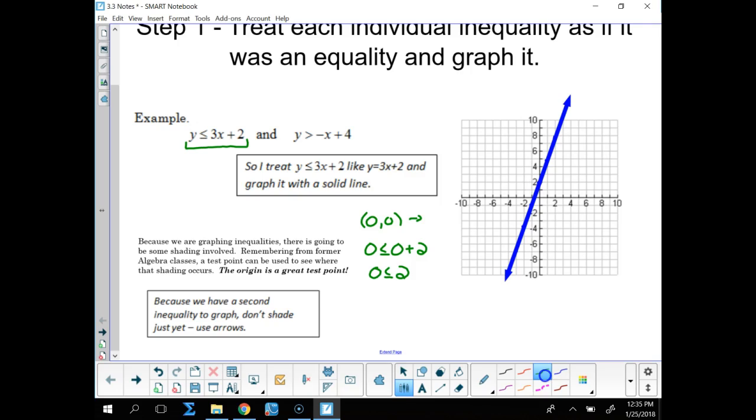True or false? True. So that means I'm going to shade toward, oops, tap the brakes. That means I'm going to shade to that side of my line. However, because I've got a second one that I need to put on here yet, I am going to just draw some arrows right now.